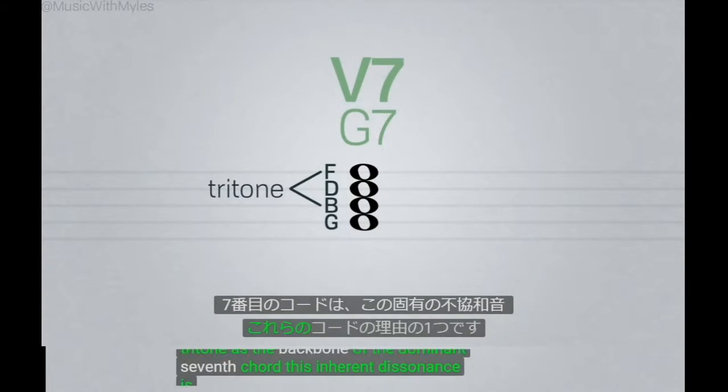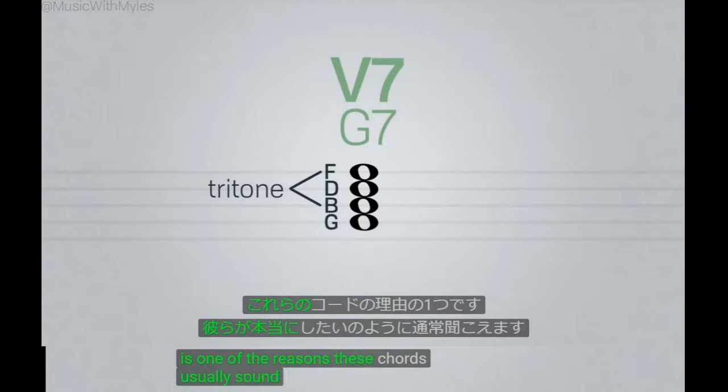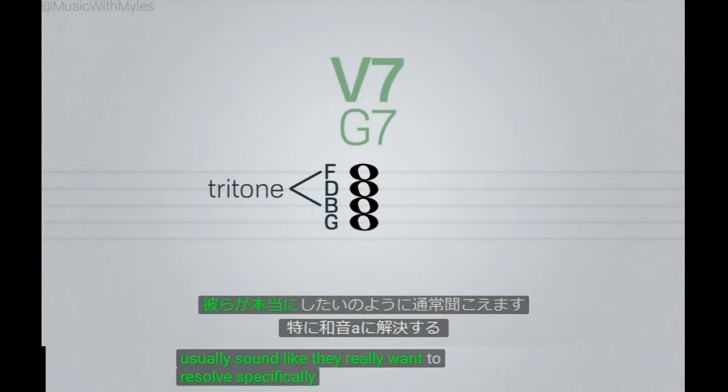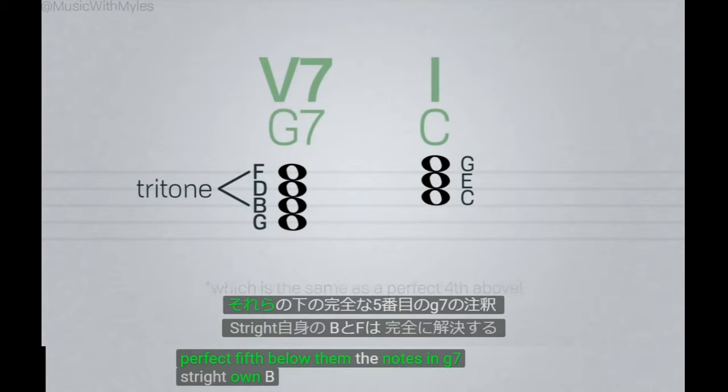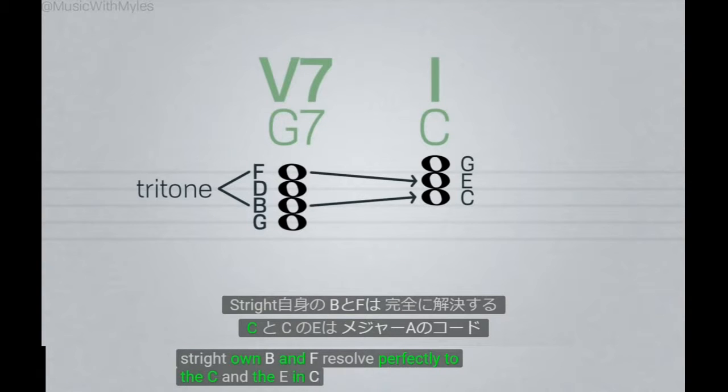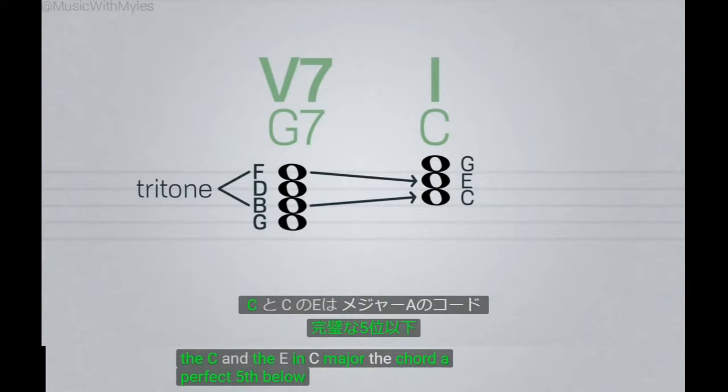This inherent dissonance is one of the reasons these chords usually sound like they really want to resolve, specifically to the chord a perfect fifth below them. The notes in G7's tritone, B and F, resolve perfectly to the C and the E in C major, the chord a perfect fifth below.